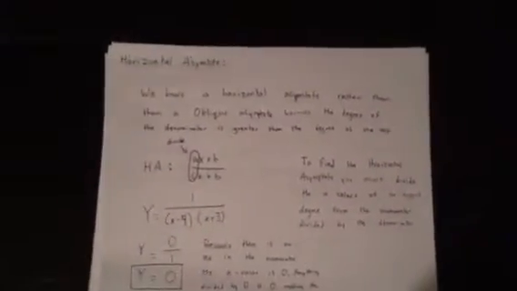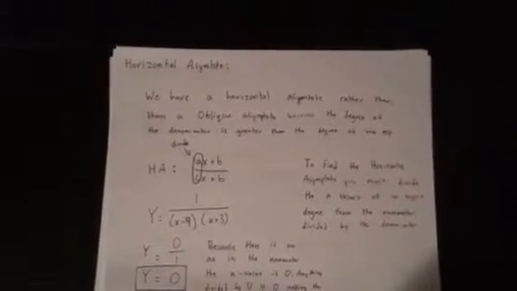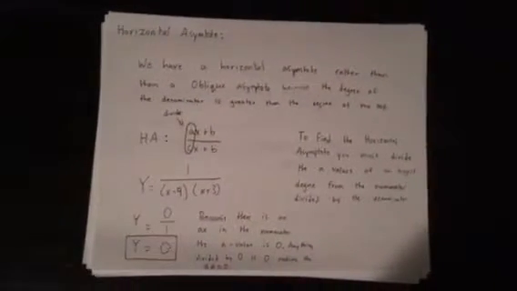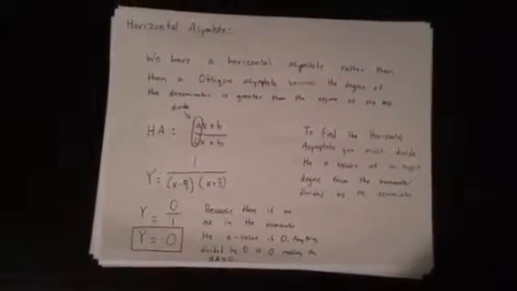So now on to the horizontal asymptotes. We have a horizontal asymptote rather than an oblique asymptote because the degree of the denominator is greater than the degree of the numerator. And going through our math here, it is discovered that our horizontal asymptote is at 0.